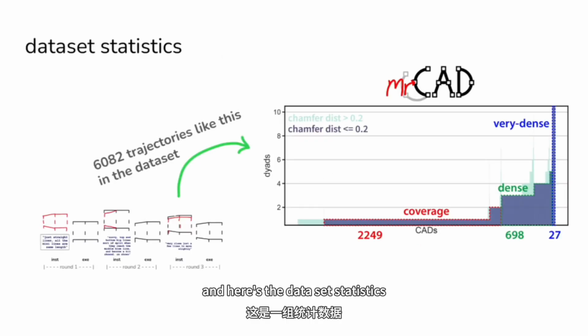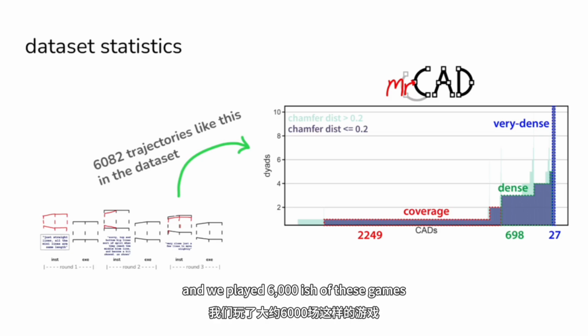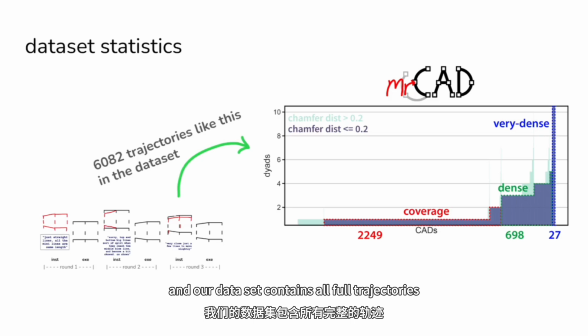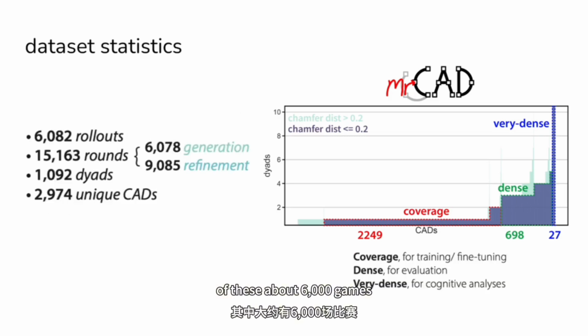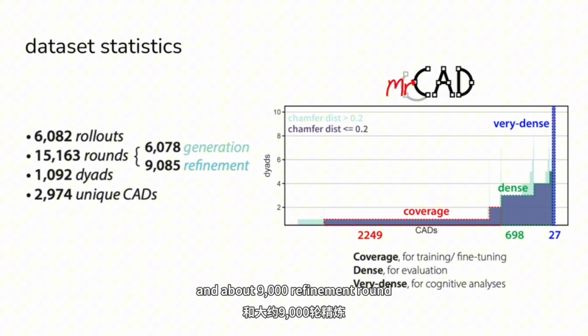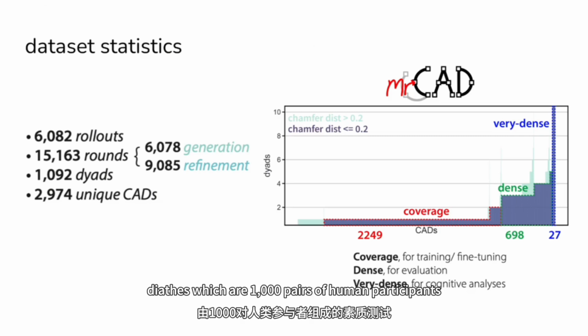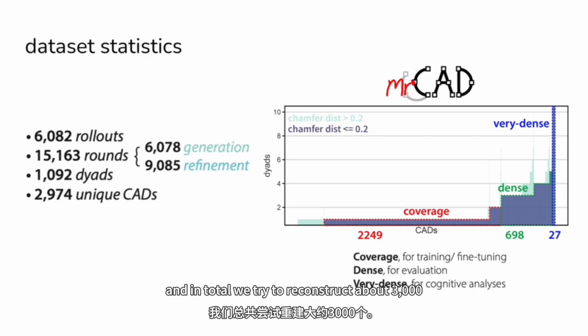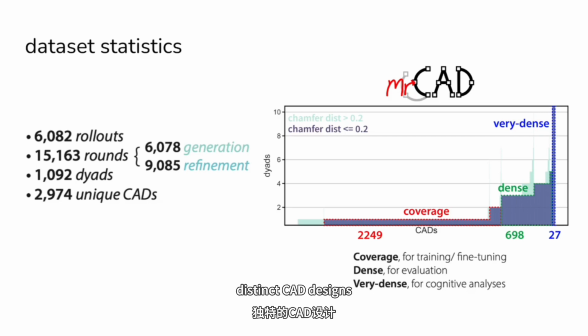And here are the dataset statistics. We play these multimodal iterative refinement games, and we played 6,000-ish of these games, and our dataset contains all full trajectories of these games. Of these about 6,000 games, there are 15,000 rounds, consisting of 6,000-ish generation rounds, which is the first round from the empty canvas to the initial design, and about 9,000 refinement rounds, which is round 2 onward, taking an existing design and changing it to a different design. These games are played between about 1,000 dyads, which are 1,000 pairs of human participants, and in total we try to reconstruct about 3,000 distinct CAD designs.